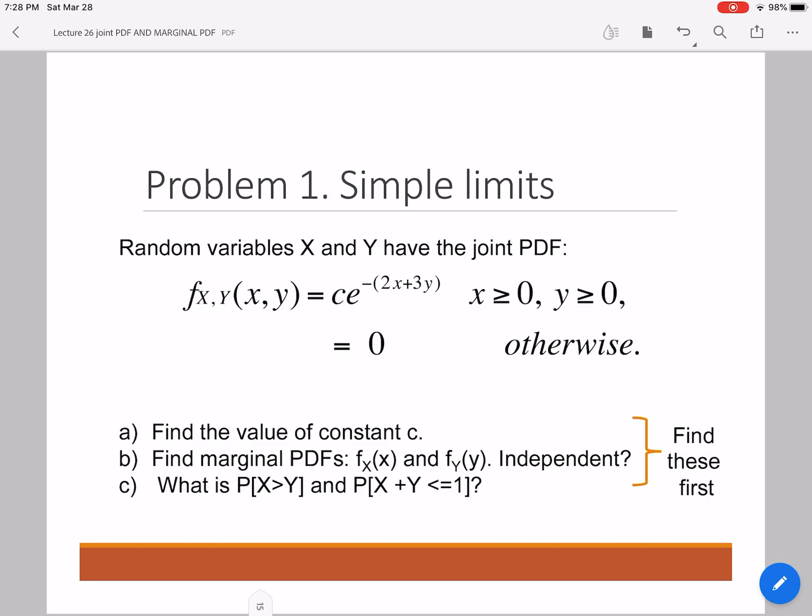In this lecturette, we are going to solve some problems pertaining to joint probability density function. So let's start with problem number 1, where you need to first find the value of the constant C and then find the marginal PDFs. What I would like for you to do is focus on finding the constant value C and the marginal PDFs of X and Y. You can pause your video here. Once you're done, you can unpause and I can show you the solution.